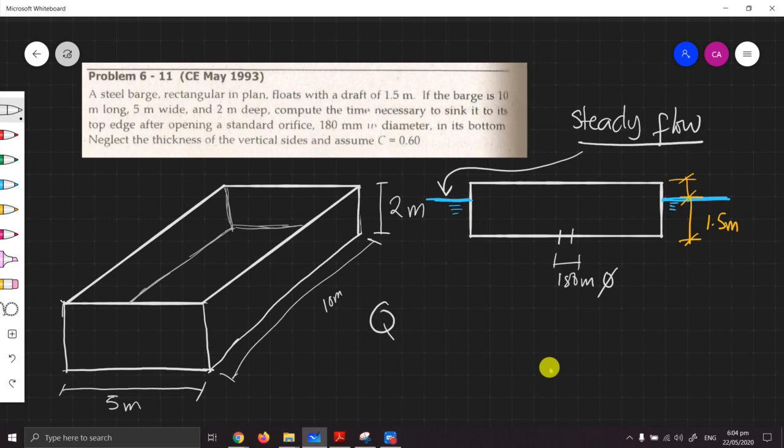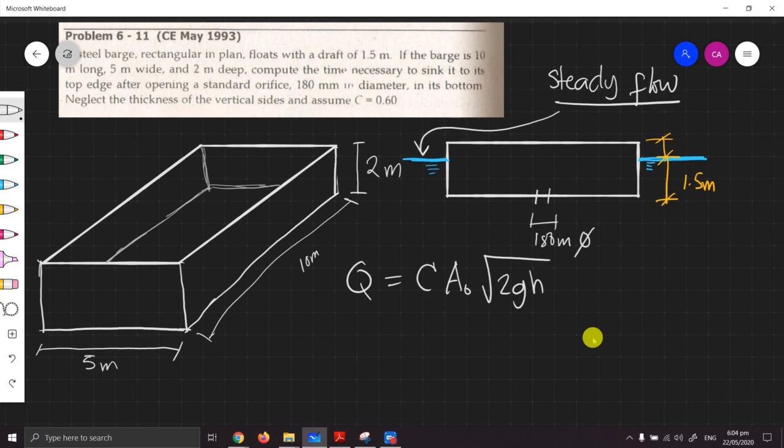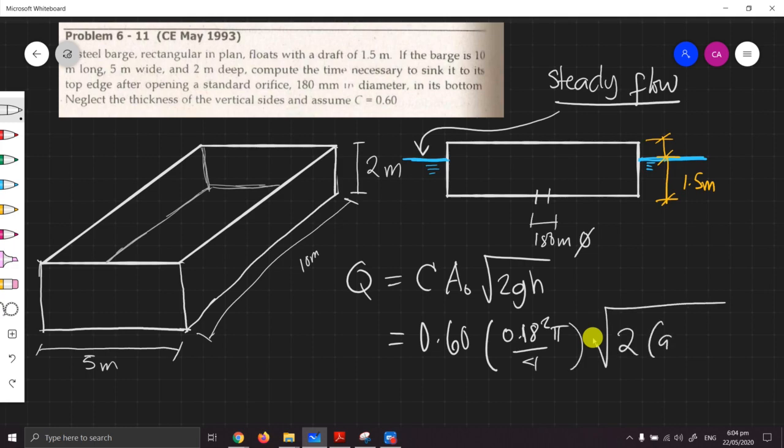Okay? So, Q actual is equals to C times the area ng orifice times square root of 2gH. Okay? So, ngayon, ilan yung total volume muna? Mamaya na yung volume. So, i-substitute muna natin yung mga kailangan natin. So, C is equals to 0.6. Yung area ng orifice is 0.18 squared pi over 4 times square root of 2 times 9.81.